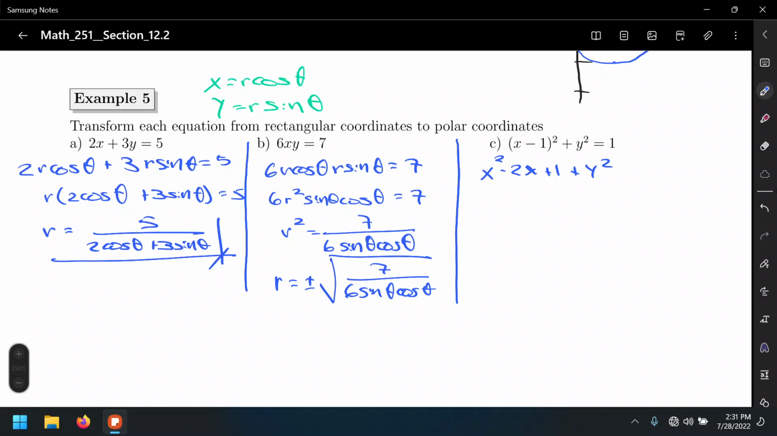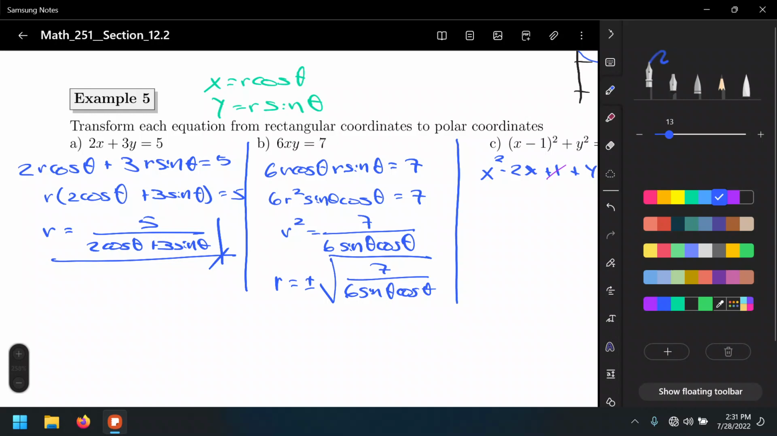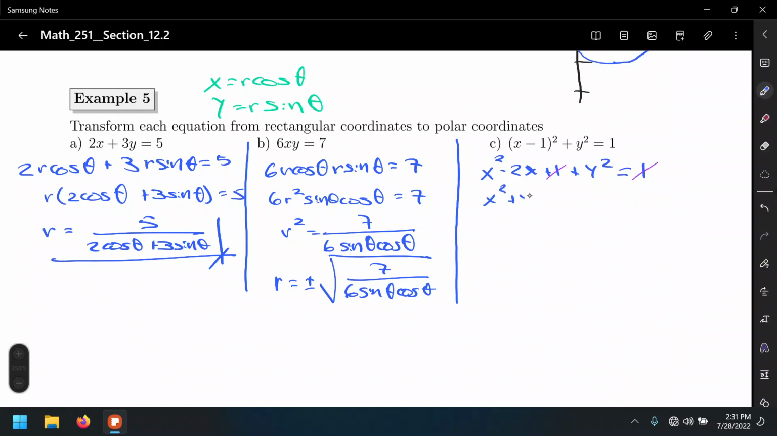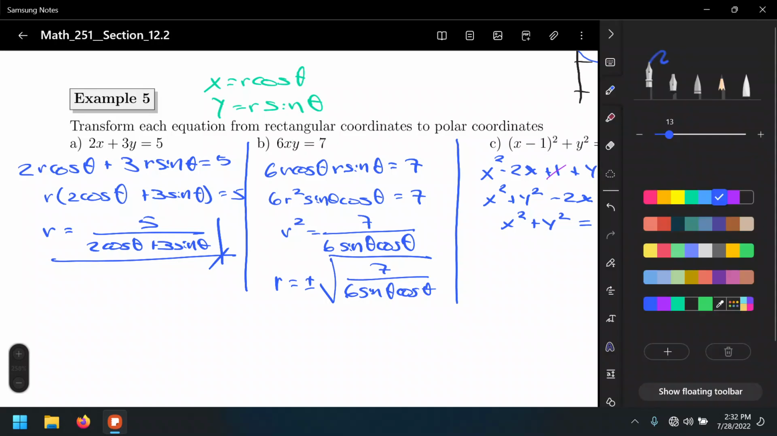And well, the real trick here is to put together the x squared and the y squared. And notice how the ones cancel. And x squared plus y squared minus 2x equals 0. And x squared plus y squared equals 2x. All right? That's fine.